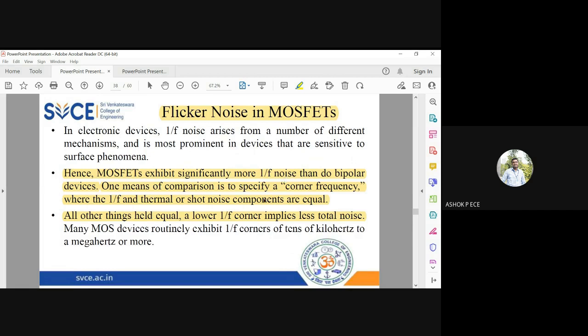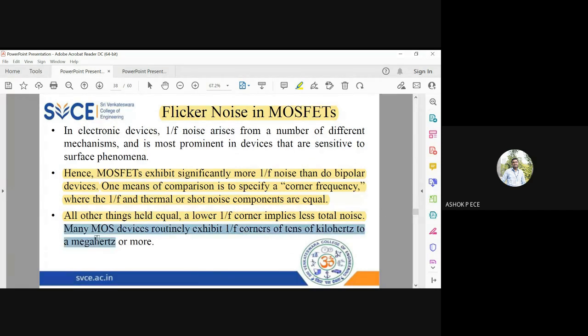The corner frequency means you are finding a particular frequency where all these noise components are equal. The magnitude is equal. So even if one is going to be larger, the effective noise will be larger. So I'm going to find an optimal frequency where all these components are equal. If that frequency is going to be lower, I can say that noise is also going to be less.